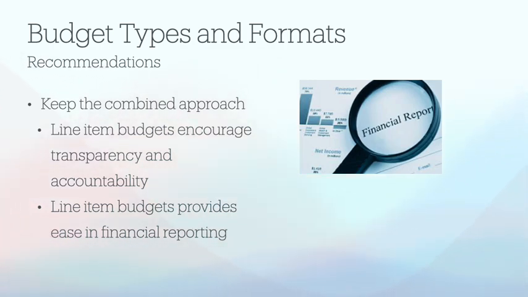Line item budgeting not only encourages accountability and transparency, but it also makes financial reporting easier. Local agencies get their resources from counties, state, and federal agencies, and a line item budget that shows actual expenditures is usually required for reporting purposes. Keeping this model works not only on the planning side, but also on the reporting side.